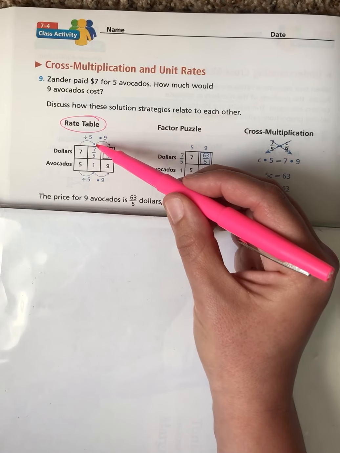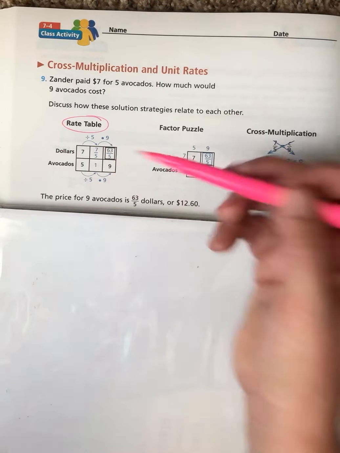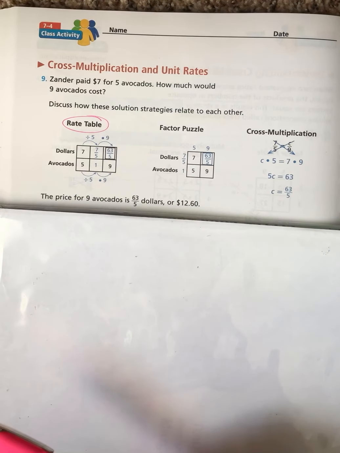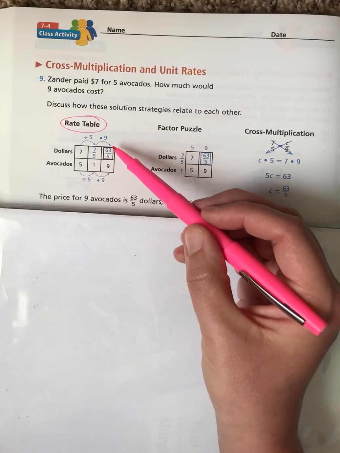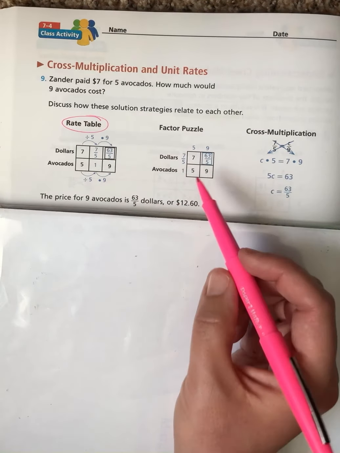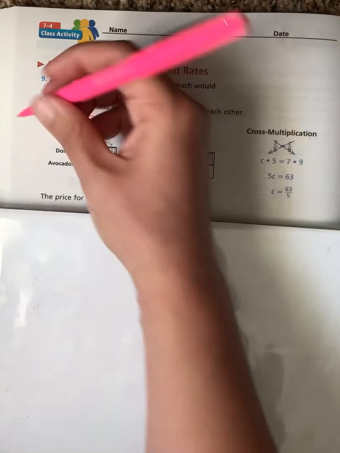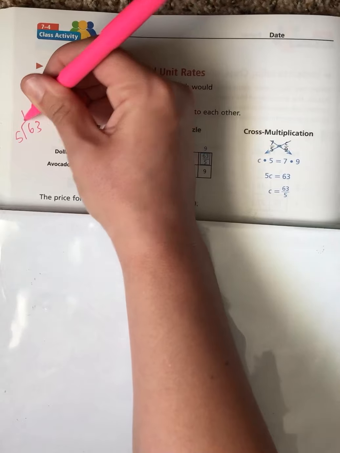And then on the top, 7/5 times 9. If you did the math for 7/5 times 9, you would get 63/5. So the missing answer is it would cost 63/5 of $1. Now, they already did the math down here. If you did 63 divided by 5, you would get this.